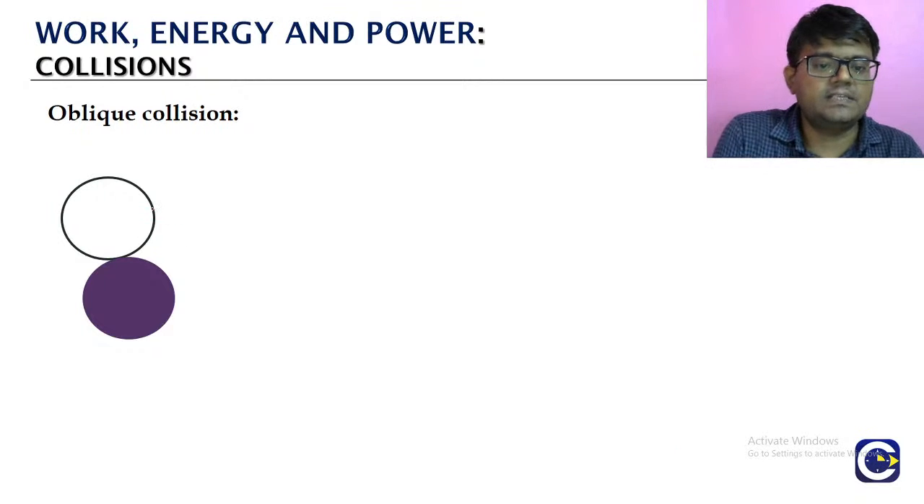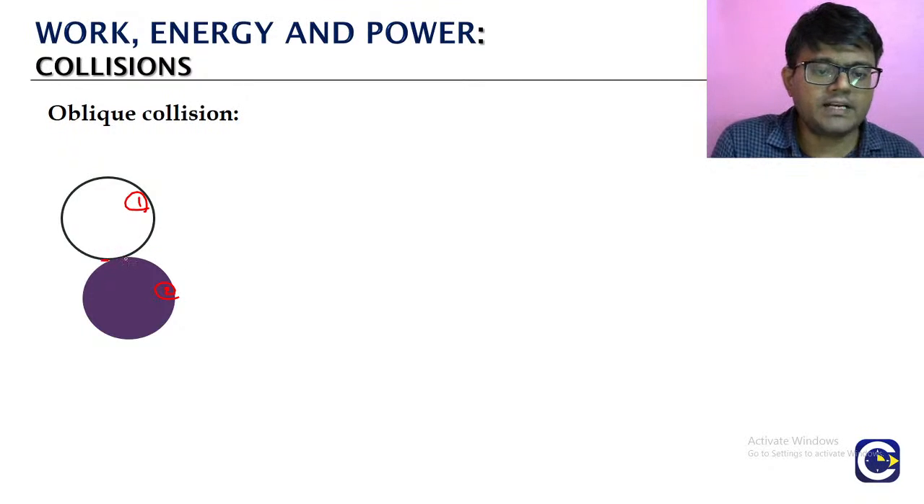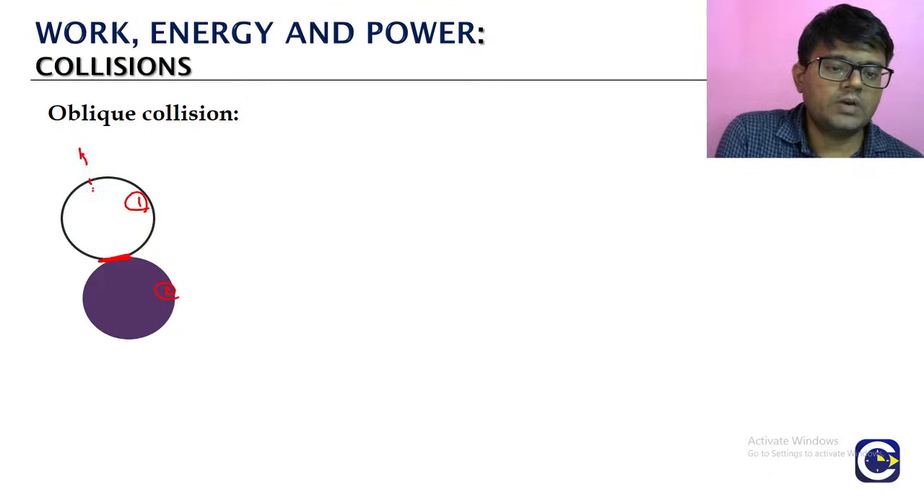Take for example, this is object 1, object 2. These are spherical bodies. They are coming and colliding. You can see here clearly this is the contact surface, and we can draw the normal over here. This is our common normal.